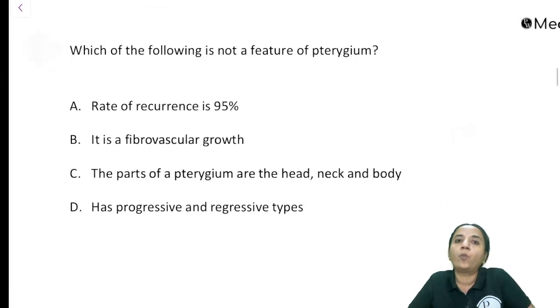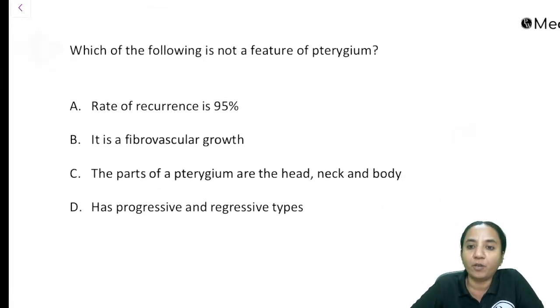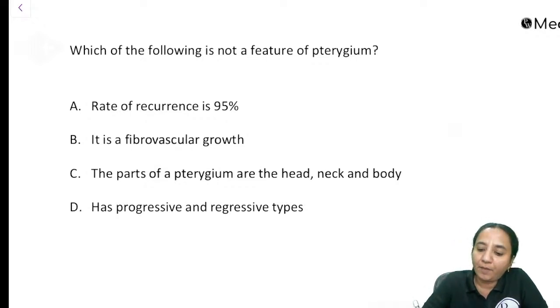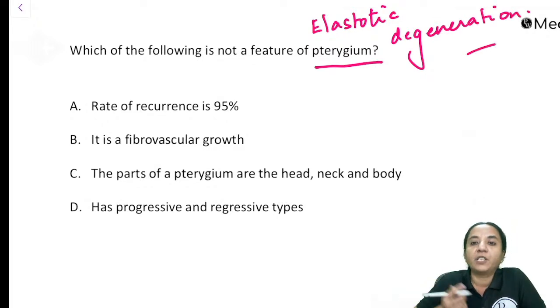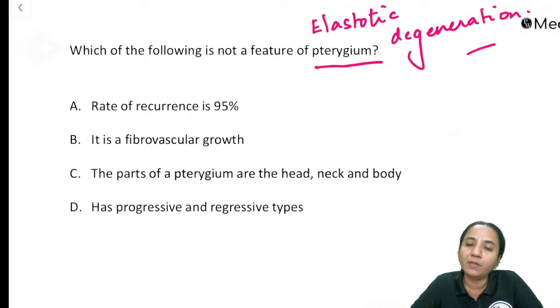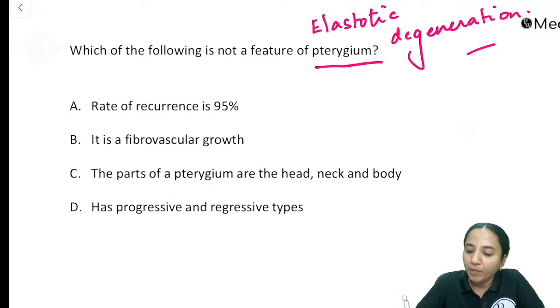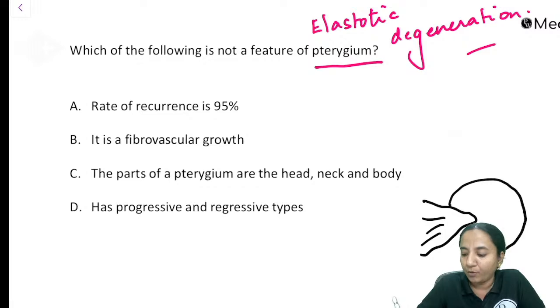The next question: which of the following is not a feature of pterygium? So what exactly is a pterygium? A pterygium is actually an elastotic degeneration of the conjunctiva, where a fold of conjunctiva grows onto the surface of the cornea. So it's a type of fibrovascular growth. So if I just draw a picture, this is what a pterygium will look like. See, this is a pterygium like this, and this grows onto the surface of the cornea.